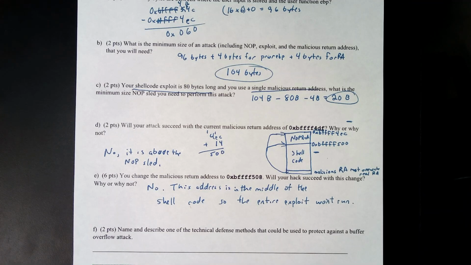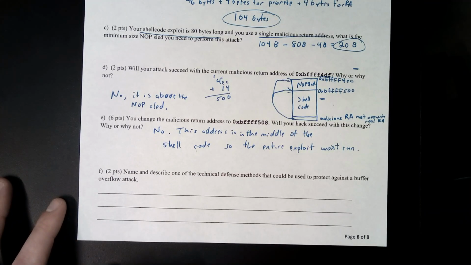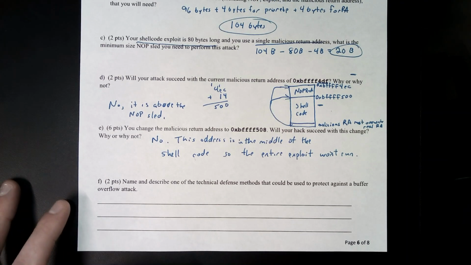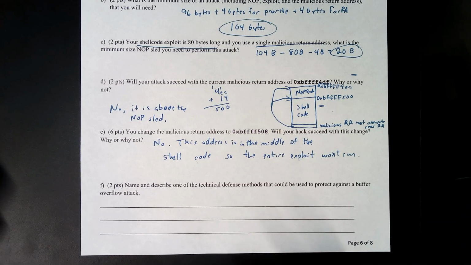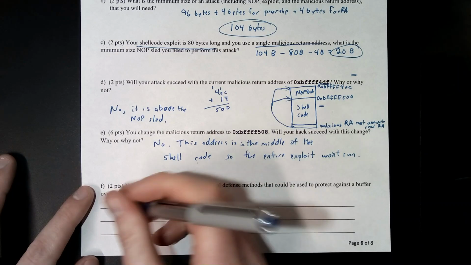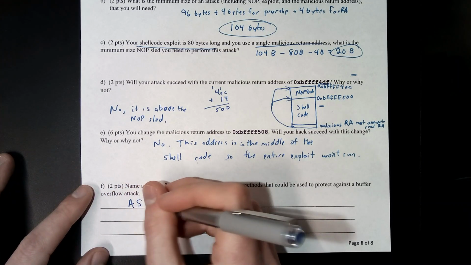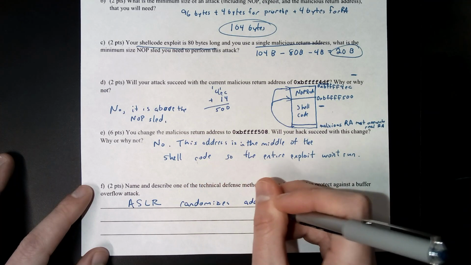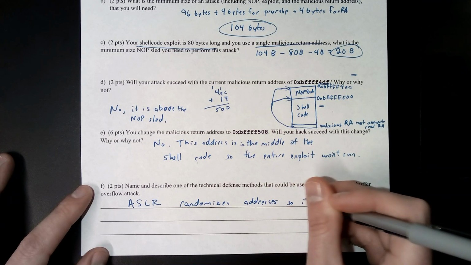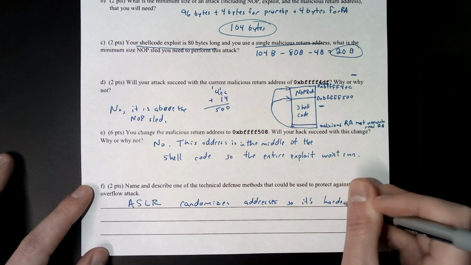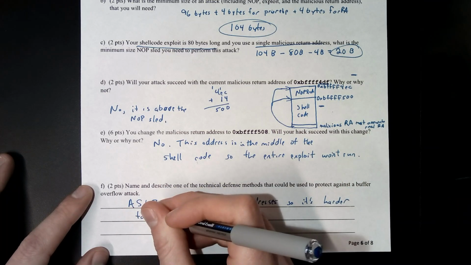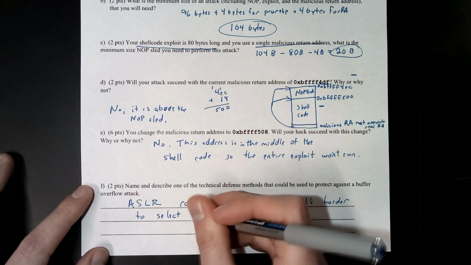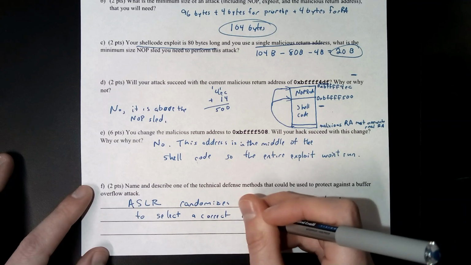Okay. And then last part, name and describe one of the technical defense methods that could be used to prevent a buffer overflow attack. So you can choose your favorite one: canary, ASLR, or non-executable stack. So I'll say ASLR randomizes addresses. So it's harder, but not impossible, to select a correct malicious return address.